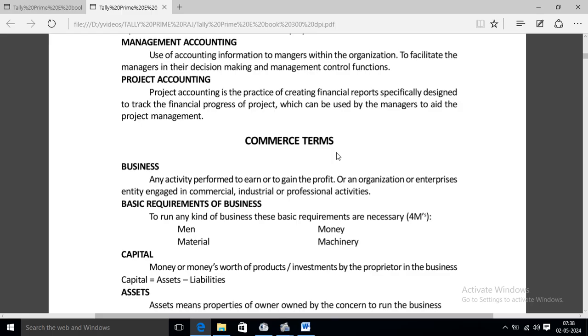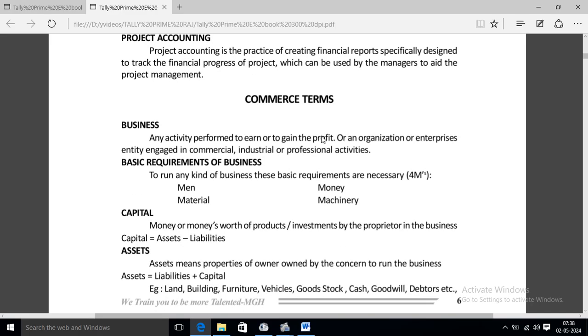Today we are going to learn about commerce terms. First, we will learn what you mean by business. Business is an activity to earn or to gain or to get the profit. We are doing the business for the purpose of getting the profit. Or an organization or enterprise entity engaged in commercial, industrial or professional activities, that is called a business.